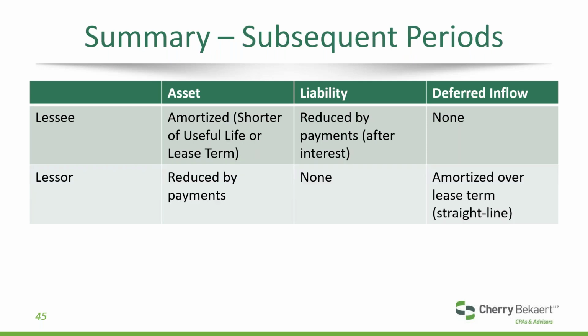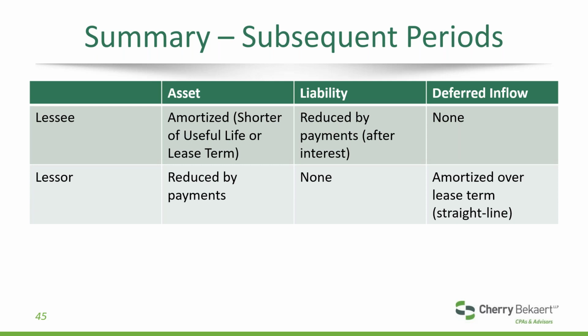In subsequent periods, the lessee will amortize the intangible right-to-use asset over the shorter of the lease term or the estimated useful life of the asset, and will reduce the lease liability by actual cash payments after interest to the lessor. The lessor will amortize the deferred inflow over the lease term using the straight line method, and will reduce their receivable by the actual cash payments received.